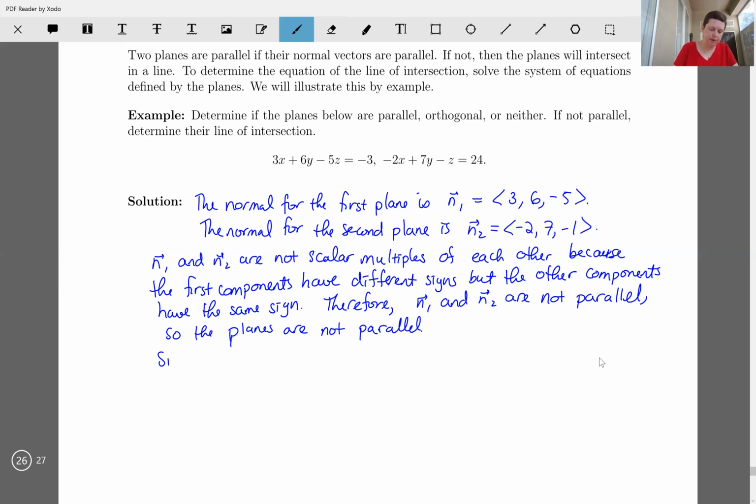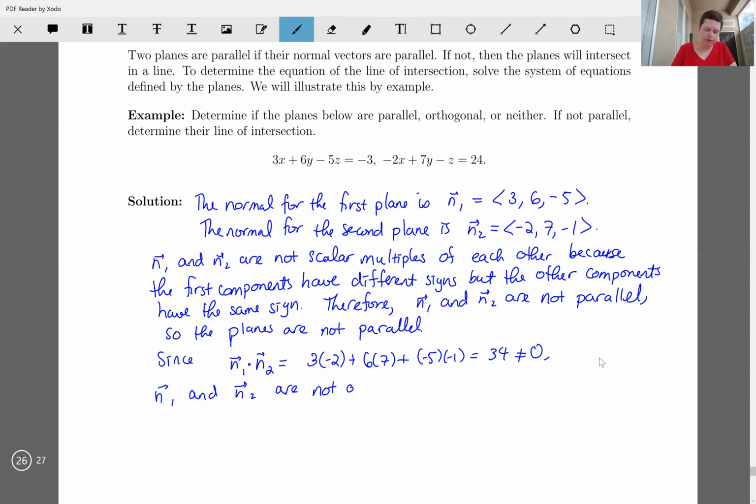By the way, if we take the dot product of those two vectors, we get 3 times -2 plus 6 times 7 plus -5 times -1, which is 34, which is not 0. We also know that n1 and n2 are not orthogonal, which tells me the planes are not orthogonal. Just as extra information.